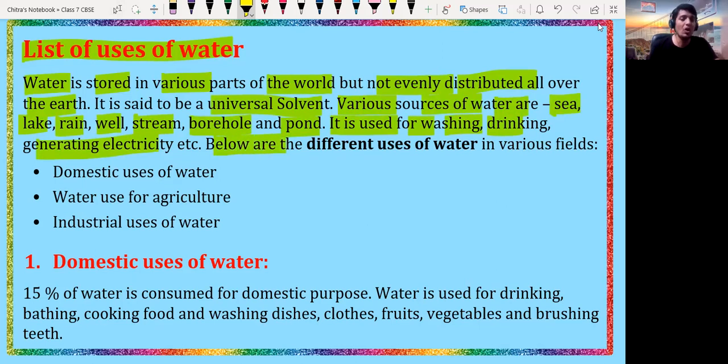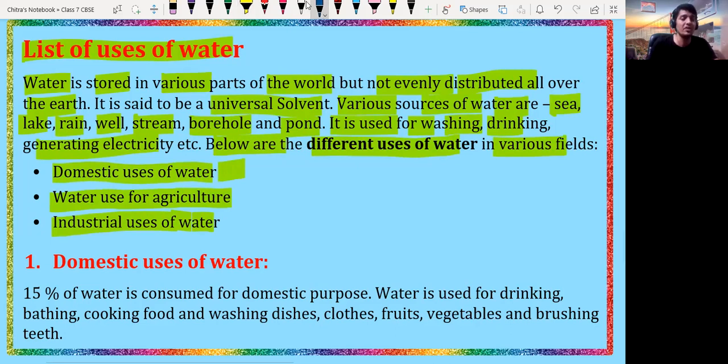So below are the different uses of water in various fields. First we have the domestic use of water, then we have water used for agriculture, and last but not the least, industrial use of water. Domestic means we are using it in day-to-day life.